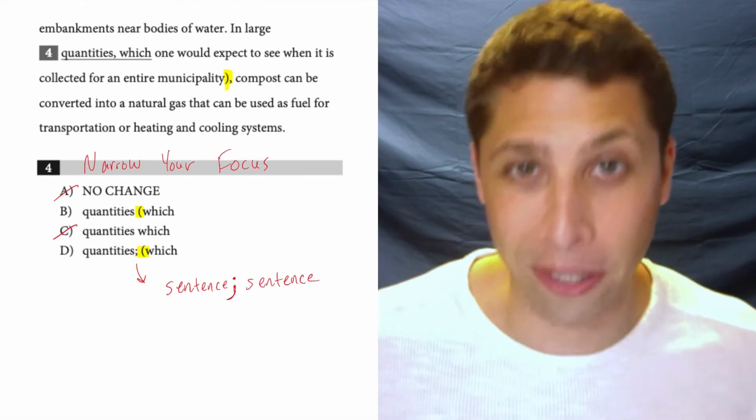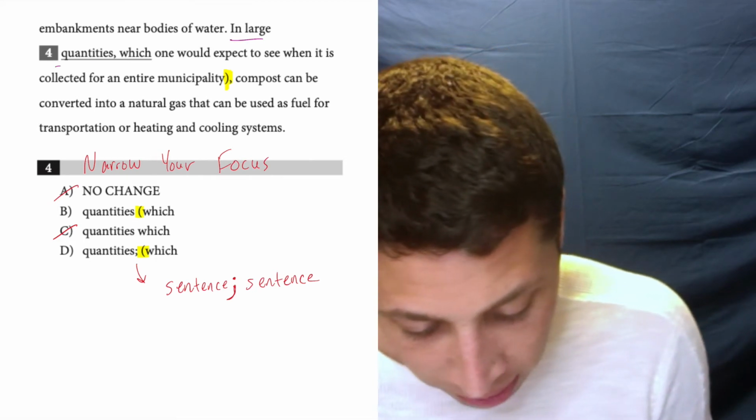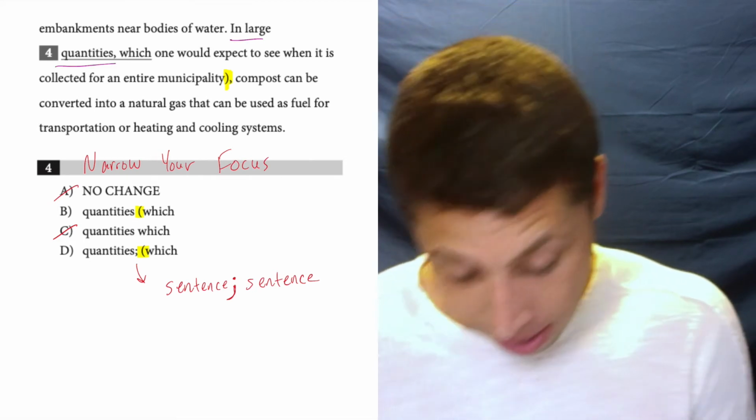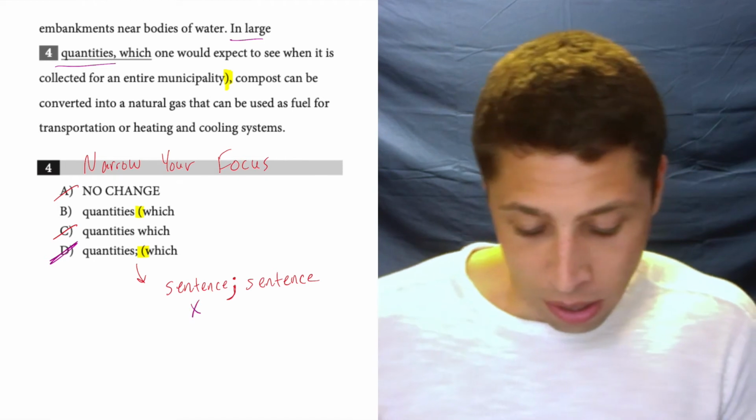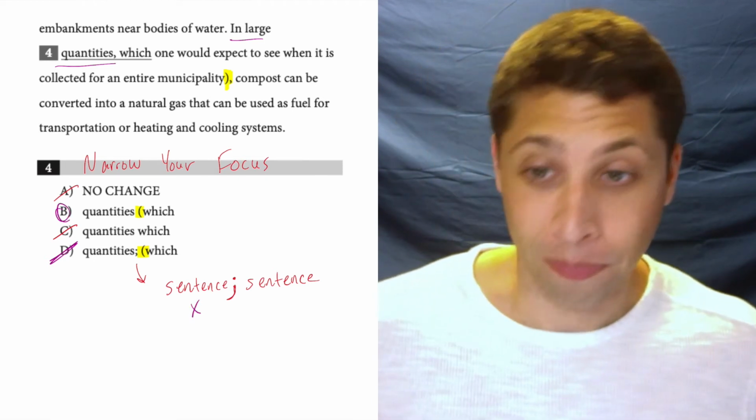What about them? What did they do? Right? There's no action there. So this part is not a sentence. Therefore, we cannot use a semicolon. Therefore, B must be the answer.